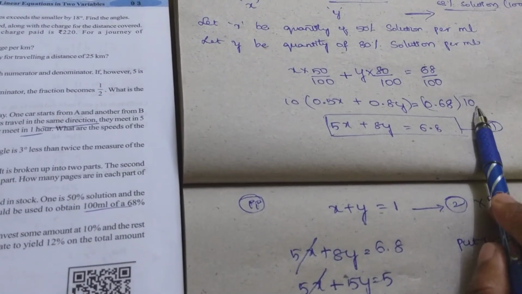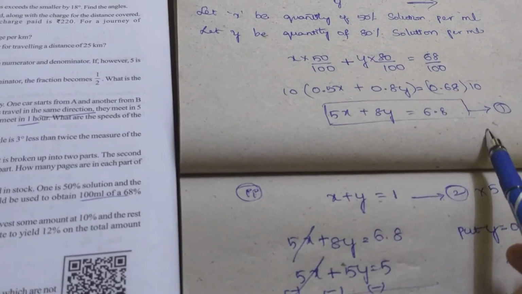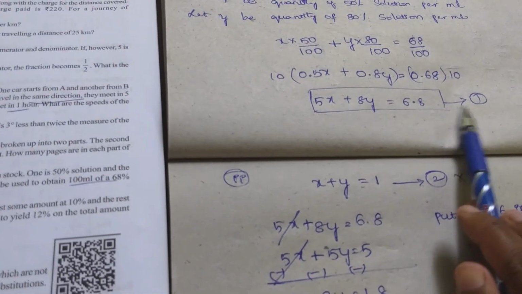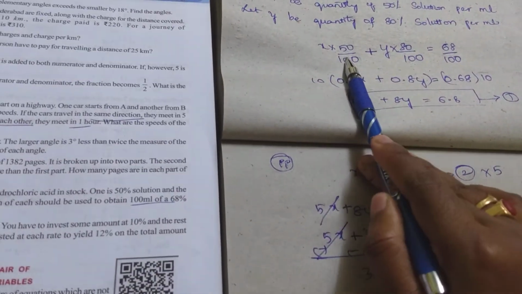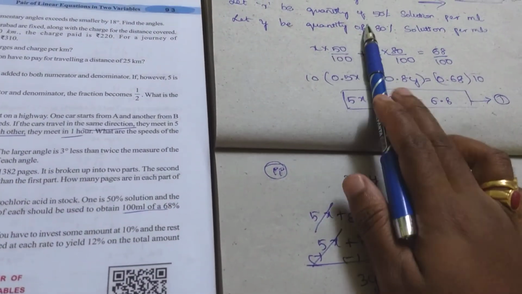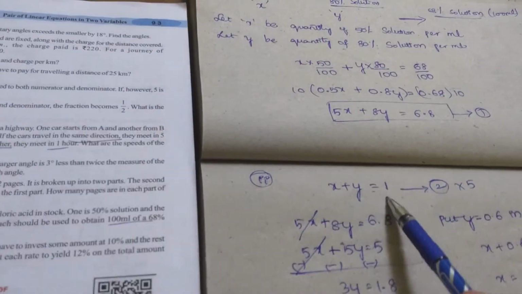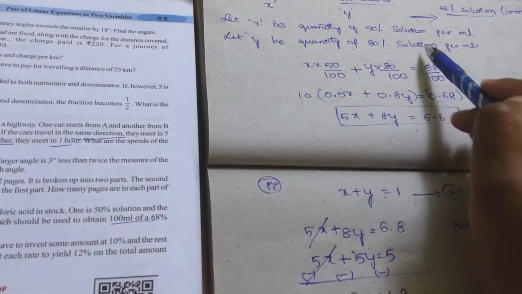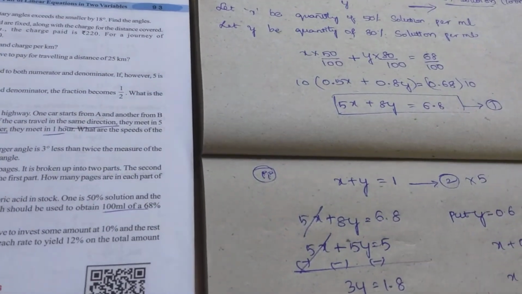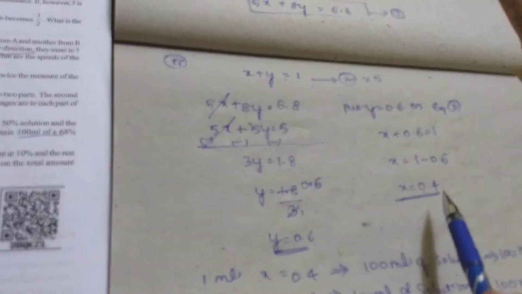After getting values, I have multiplied on both sides with 10. You got 5x plus 8y equals 6.8. Put this as equation 1. Again, both the quantities of x and y should equal 1 ml per ml. Per ml means 1 ml. So x plus y equals 1. Correct. Solving these two equations, you will get the y value and x value.